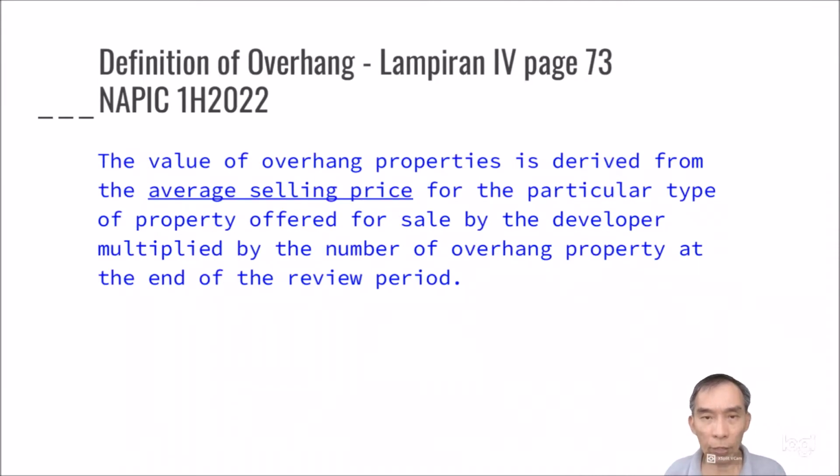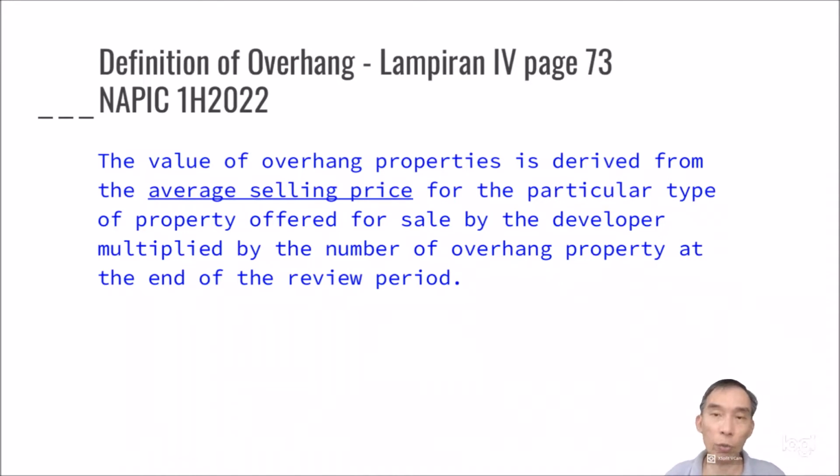And the definition in value of overhang: how do they actually calculate the number of units, and also what is the total value that is overhang? Because it is not sold, how do you know how much it is? So it actually depends on the average pricing by the developer. So the value of overhang property is derived from the average selling price for the particular type of property offered for sale, which means that it is not transacted. So how do you know the value? Okay, it is the value in the price list of the developer, an average amount taken and times the number of units.